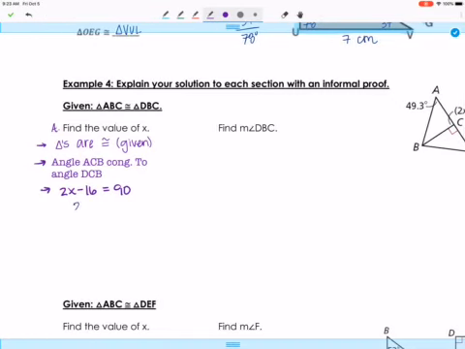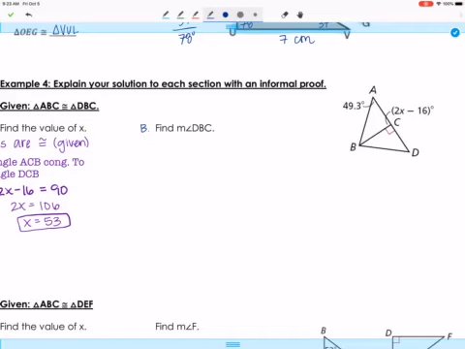All right. Similarly for your part B. It says find the measure of angle DBC, which is this section right here. All right. Again, if we know the triangles are congruent, I would state that first. They are, in fact, congruent because the problem told me that information.